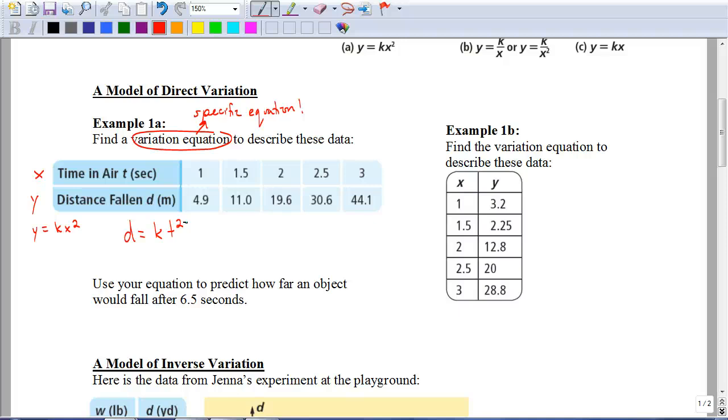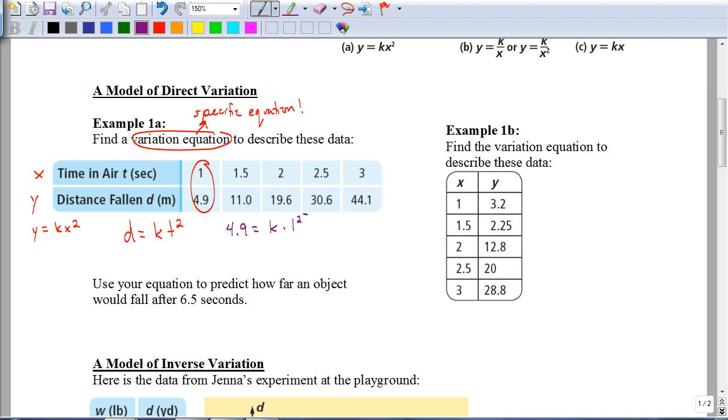Now I actually have 5 values here. I could use any pair of numbers here and put these in to figure out what k is. So it doesn't matter which pair of numbers we use. If it doesn't matter, I like to pick the ones that look like they would be the easiest, and it looks like 1 and 4.9 would be the easiest here. So I'm going to put 4.9 in for my distance and put 1 in for my time.